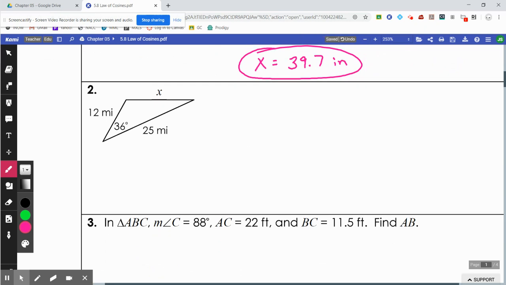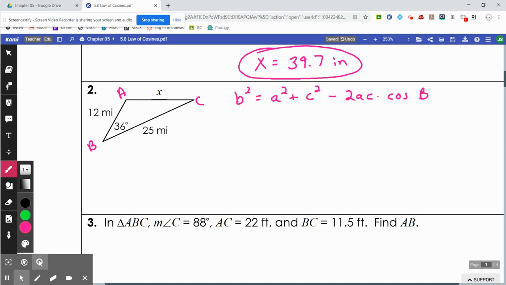Number 2. Again, it doesn't matter which formula we use. If we want to call this A, we can use our first formula. We can call it B and use our second formula. It doesn't really matter. So we'll do it like this. If you have angle B, then we're going to use this formula. And again, if you flip-flopped and you wanted to put angle A where the 36 was, that's fine. And you use the different formula, which is pretty much, again, the exact same formula.